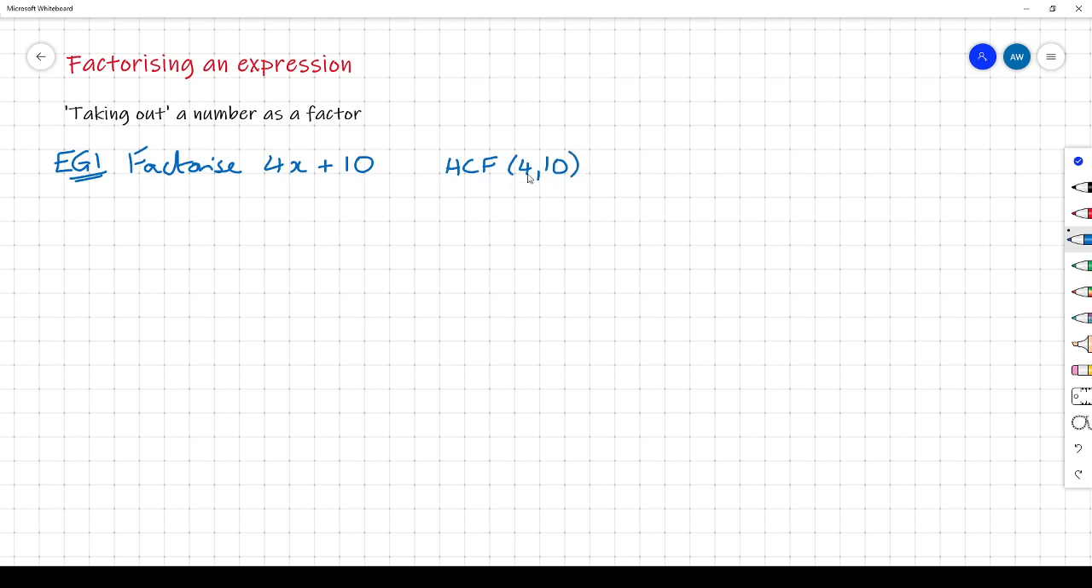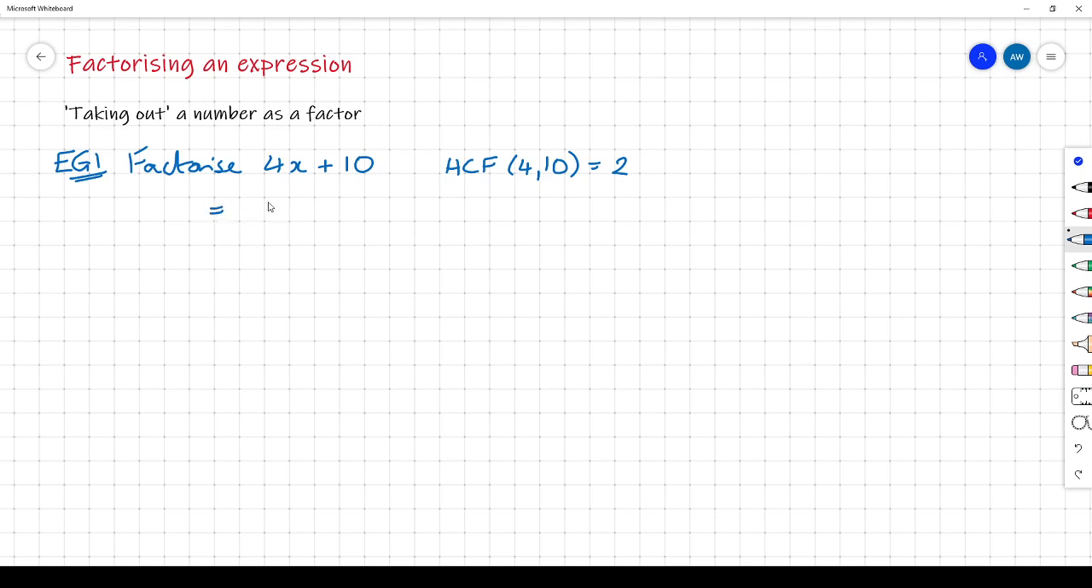So what's the highest whole number that divides into 4 and 10? Well, of course, it is 2. 2 goes into 4 and it goes into 10. 4 goes into 4, but it doesn't go into 10 because it leaves a remainder of 2. So 4 is not a factor of 10. You wouldn't bother with the number 1. Remember, 1 is a factor of everything, and you wouldn't do anything. If you put 1 outside the bracket, you'd have 4x plus 10 inside the bracket, so it wouldn't look any different really. So the highest factor of 4 and 10 is 2.